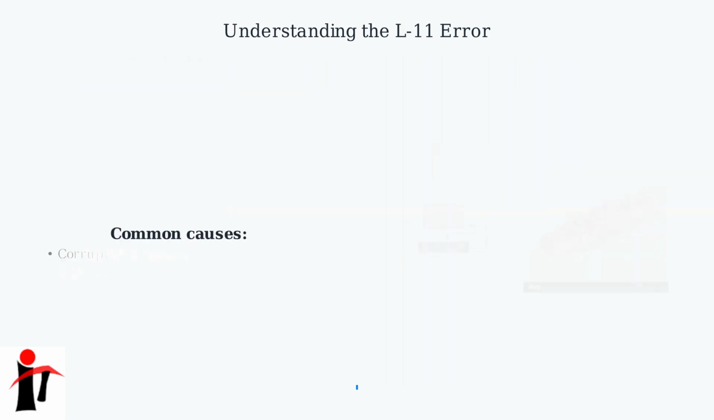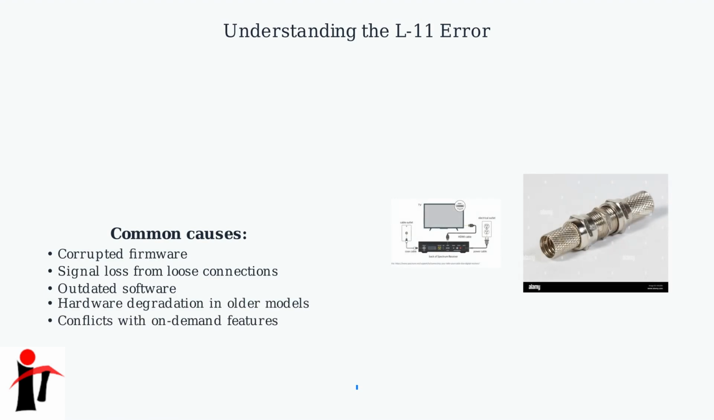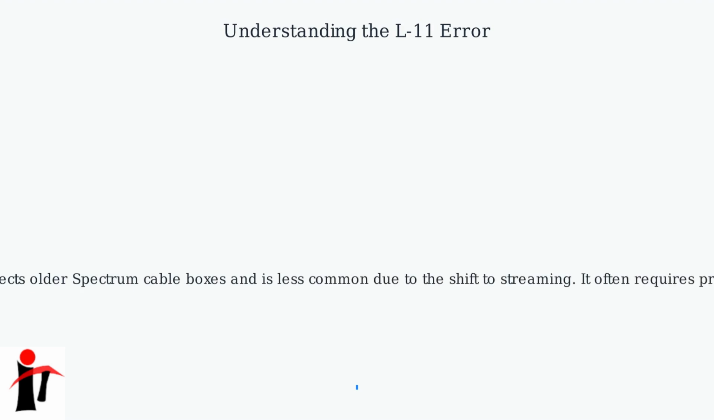Common causes include corrupted firmware, signal loss due to loose cable connections, outdated software, hardware degradation in older models, or conflicts with on-demand features. While less prevalent now due to Spectrum's shift towards streaming, it's still relevant for users with traditional cable setups. The L11 error is generally not user serviceable and might require professional intervention, unlike simpler signal-related errors.